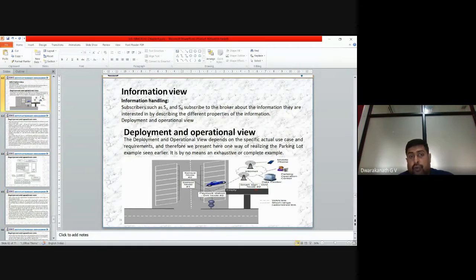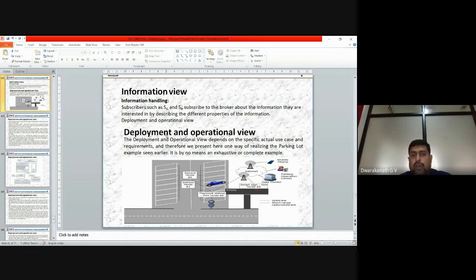Information view. In that information handling, subscribers such as SA and SB subscribe to the broker about the information they are interested in by describing the different properties of the information. So yes, they can do that. Means I need a subscription of A, I need a subscription of B due to so and so reason. Why? Because I am always linked with their functional components interrelated with me as an SC. Yes, so you need a subscription of that.